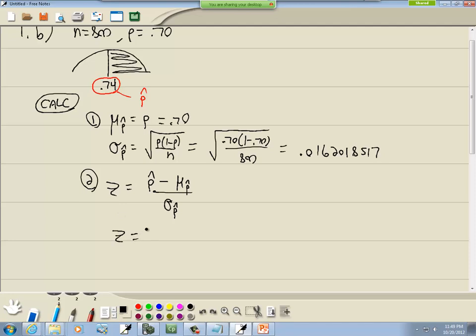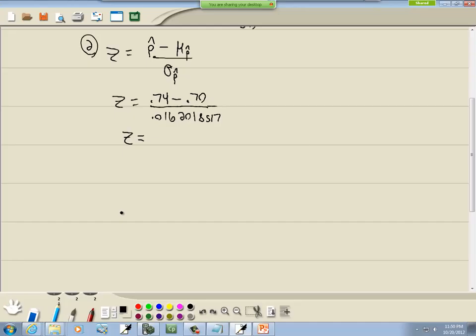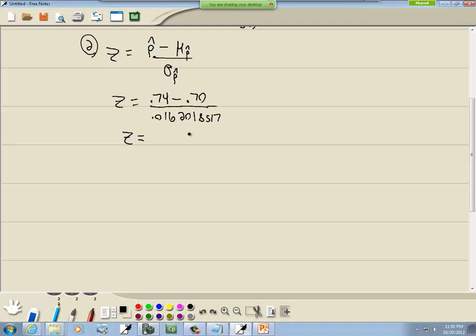So we got z is equal to p hat, which is 0.74, minus mu sub p hat, which is 0.70, divided by sigma sub p hat, which is 0.0162018517. And so that'll be 0.04 divided by something. But again, if I plug that in my calculator, I'll put beginning parentheses 0.74 minus 0.70 close parentheses divided by. If you have more than a single number on top or bottom, put parentheses around it.